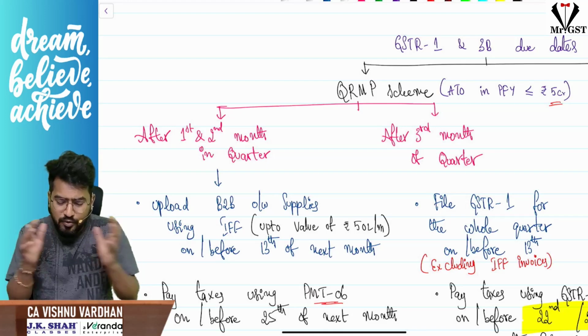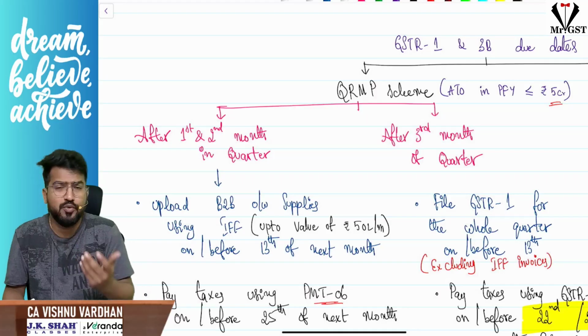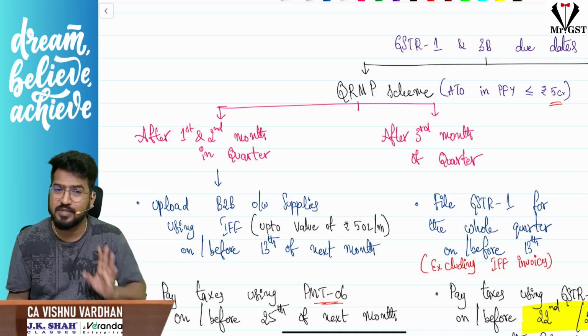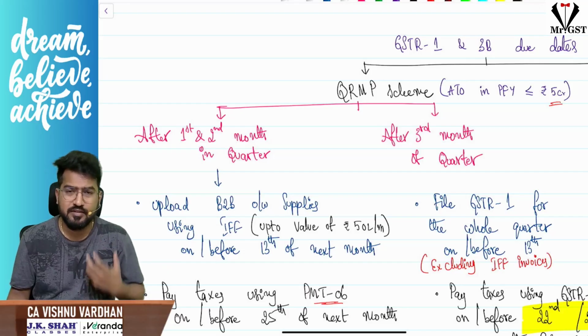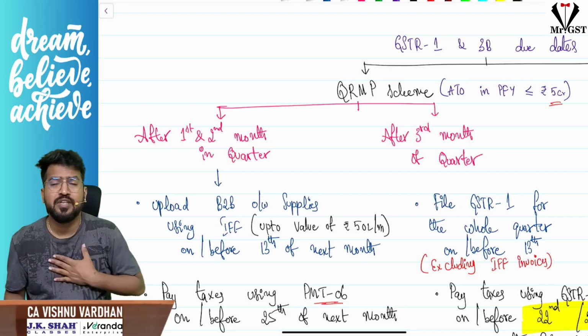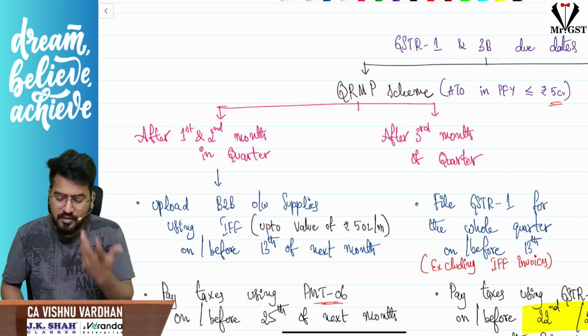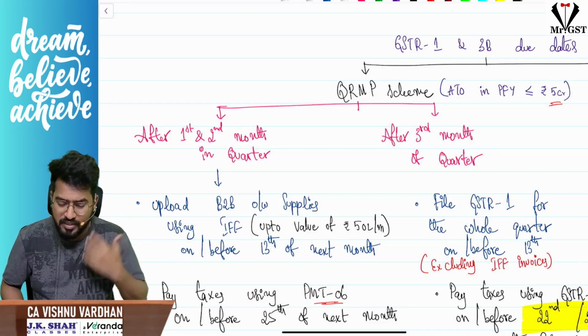Now, by now you would have understood that the QRMP scheme has actually made life miserable. They thought to simplify the activities, responsibilities, compliances and burdens for small taxpayers, but they have obviously made it the same, or actually increased the burden.